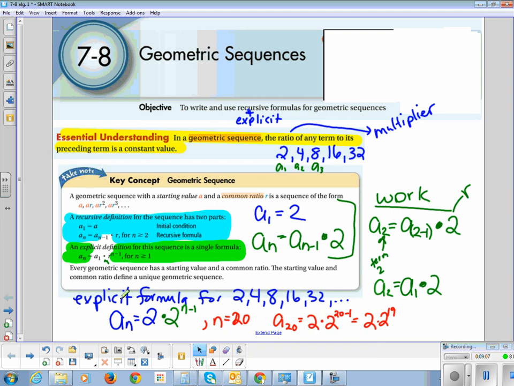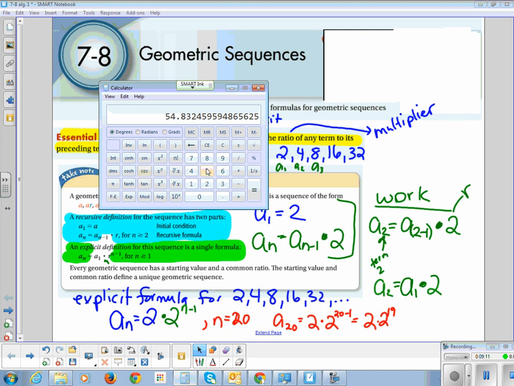And if I want to calculate that and get an actual number out, my 20th term is going to be 2 to the 19 times 2. 1,048,576. There we go. Almost lost that too.